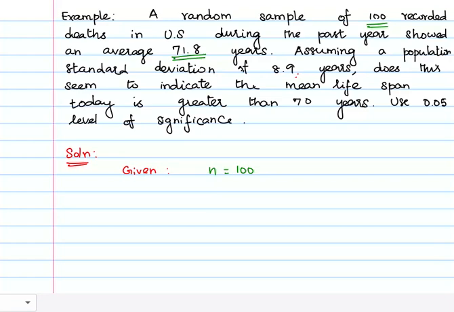Average of that sample. So we choose that as our x bar. X bar is 71.8. That is the given. Assume a population standard deviation. This is not a sample standard deviation, it is a population standard deviation. That is, sigma is 8.9 years. Correct? This is the given.